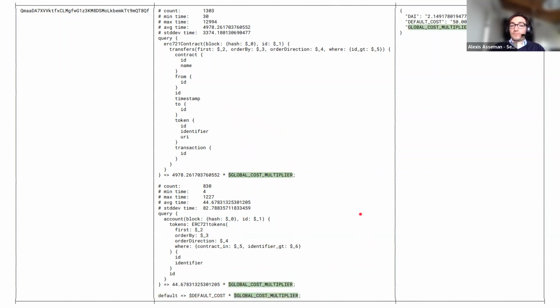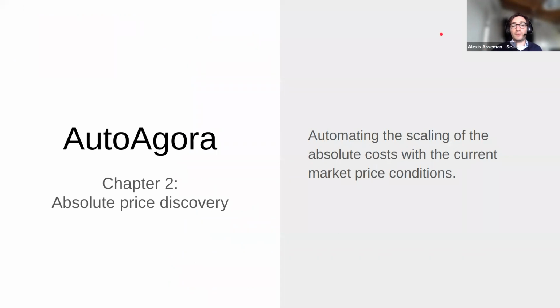And the interesting thing here is that we got a global cost multiplier. All of those relative costs are multiplied by a global cost multiplier that is determined per subgraph, and that is fed as a variable to Agora. To determine what value should be fed in this, we have to compute absolute prices. Before we were caring about the cost of a query, and now we have to determine a price that is a function of that cost and the current market conditions, etc.